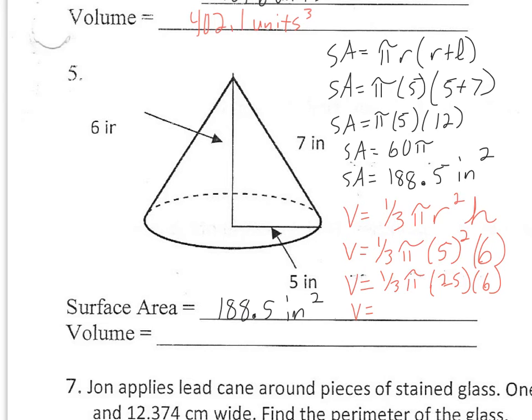So that comes out to 50 pi, which gets us a rounded answer of 157.07, but round to the tenth, so that 07 becomes 0.1. Again, that's inches, and we're talking about cubed. So your volume is 157.1 inches cubed.